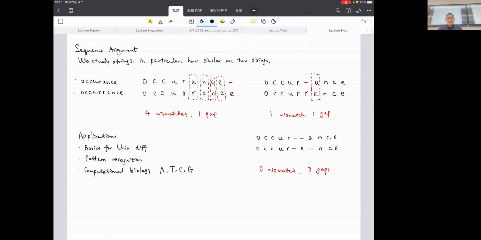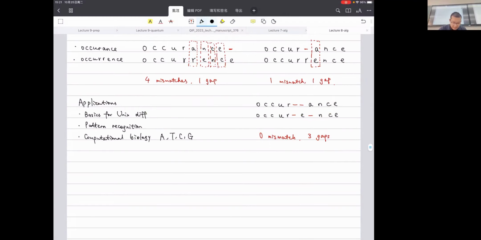Okay, I think this is basically an intuition for the sequence alignment problem. Let me now give you more precise definitions, and we will then describe the algorithm that we are currently having. So, definition.